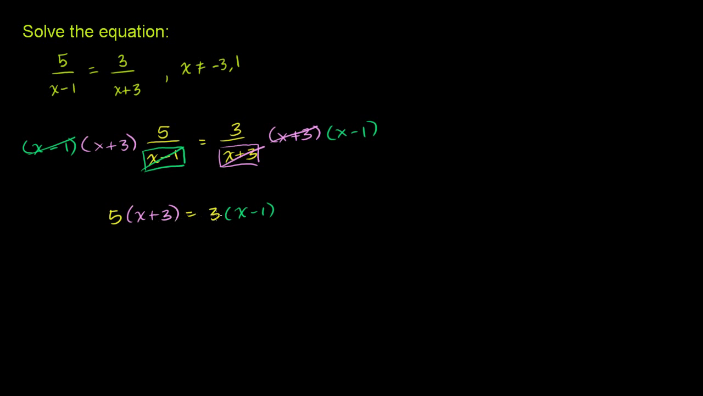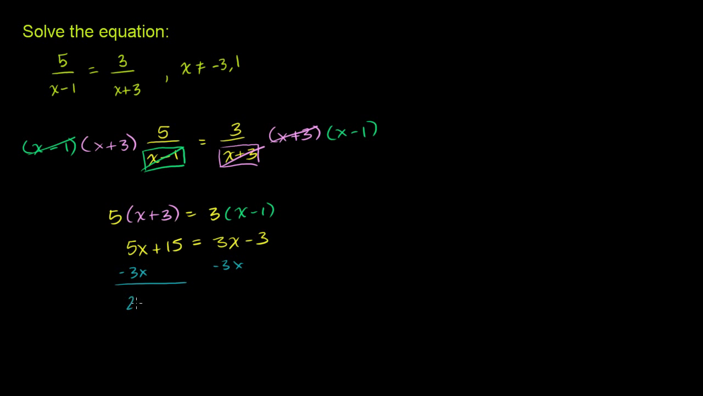We can just distribute the numbers and get the x's on one side, and just solve for it. So let's see. We have 5 times x plus 3. That's the same thing as 5x plus 15 when you distribute the 5. And that's going to be equal to 3x minus 3 when you distribute the 3. Now let's get all the x's on the left-hand side. So let's subtract 3x from both sides.